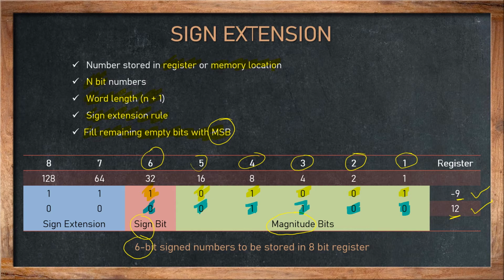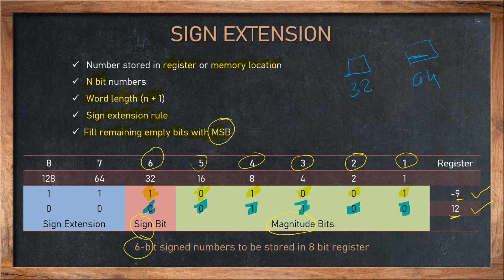But what if I want to store the same number inside an 8-bit register? It is just like you have a 32-bit system and you want to upgrade it to 64. Suppose you have one computer and this is another computer. This is a 32-bit computer and this is a 64-bit computer. Now, whatever data you have stored, when you store it in the 64-bit one, you have a bigger capacity, right?